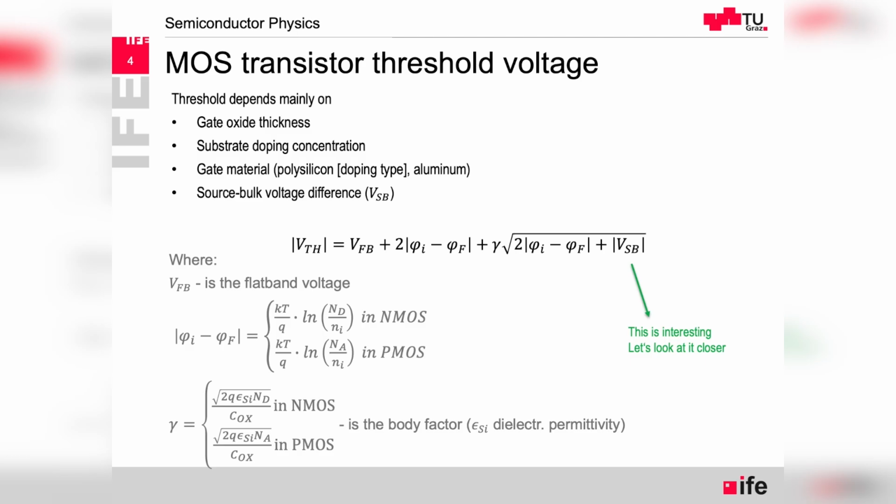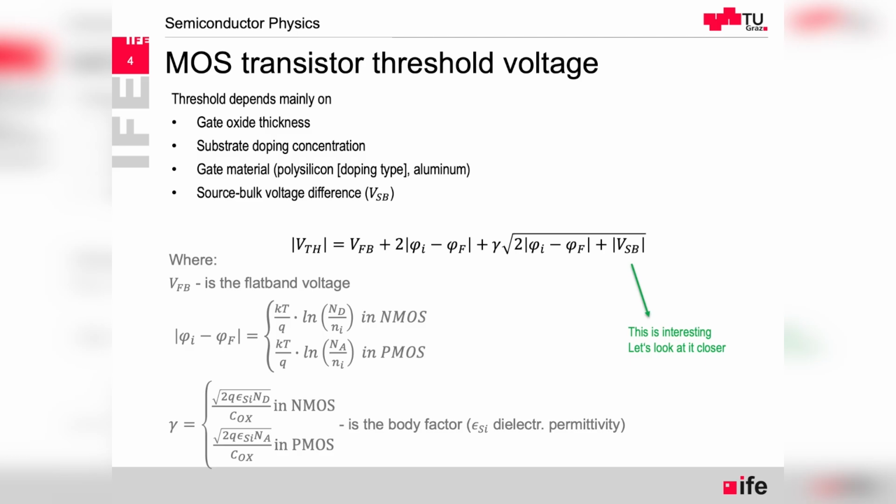One more point is that we then have the gamma parameter, and gamma is the so-called body factor. It's shown in the corner. It's dependent on the dielectric properties, oxide capacitance, and also the doping level. And finally, in the end, we also have the dependency on source bulk voltage. I think that the source bulk voltage dependence is really something worth spending a few minutes talking about because it's not obviously intuitive.